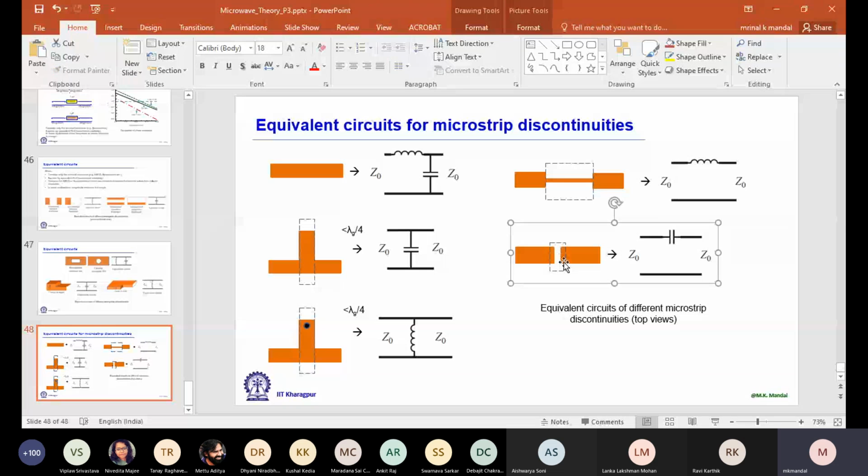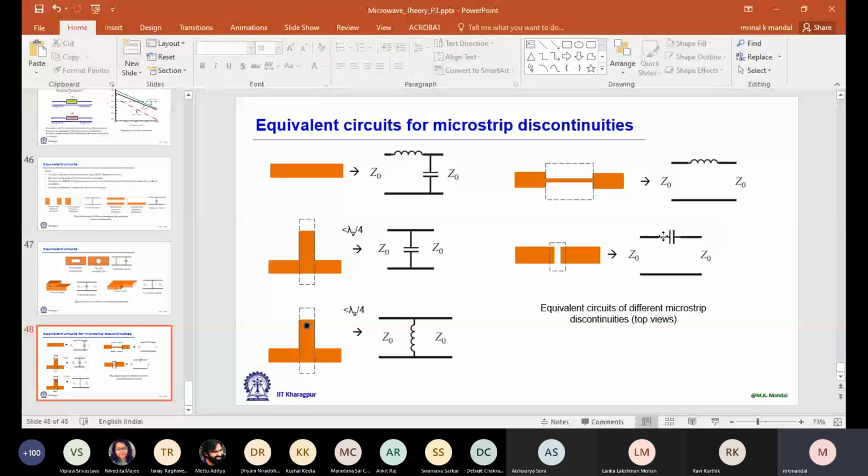In this last example, we put simply a slot, a gap in the top microstrip line. And this gap is represented by a series capacitor. Some people use a more accurate model. They represent it by a pi network for both inductor, this one. Well, we are considering the simplest scenario. So it can be represented by a series capacitor.